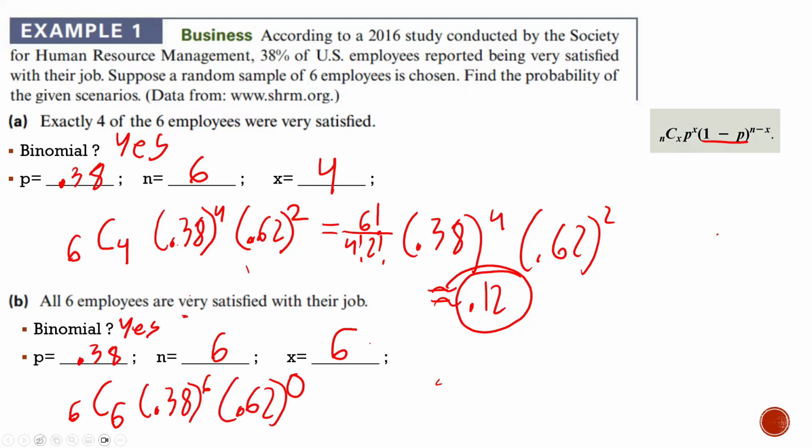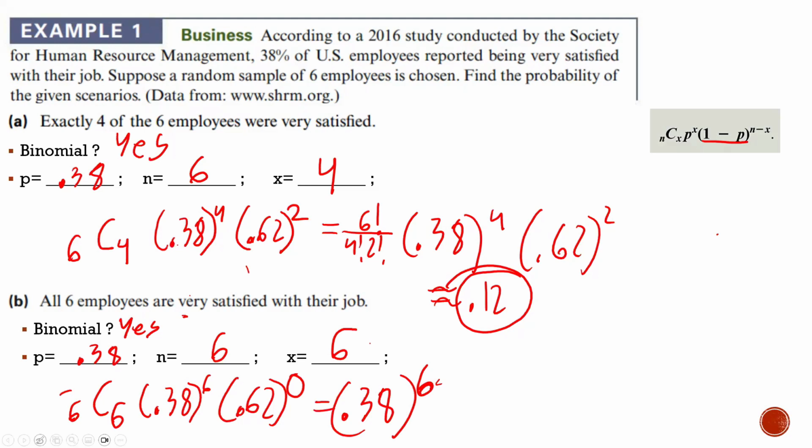Notice 6 choose 6. I have 6 books. How many ways can I choose 6 of them? This is equal to 1. And anything to the 0 is 1. That's weird, but it has to be, otherwise this would be a 0 probability. So we actually would have known this. I could have done this the simpler way. It wouldn't have been very interesting though.